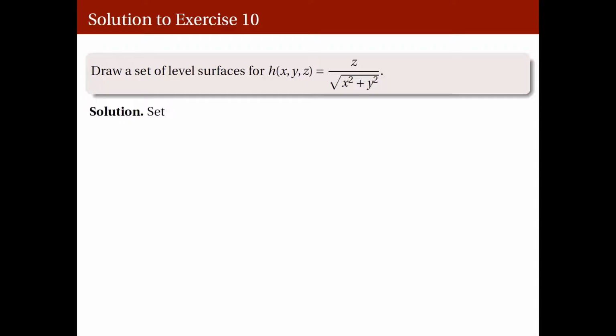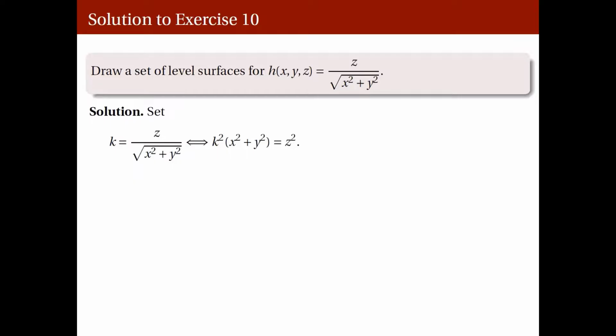All right. So for this one, let's set h of xyz, itong expression na ito, equal to k. Here, k, it could be any real number, no? Due to z being any real number. So k can be positive, negative, or 0. In any case, if we multiply both sides by square root of x squared plus y squared and square both sides, we should get this.